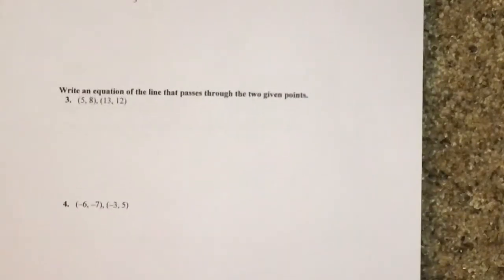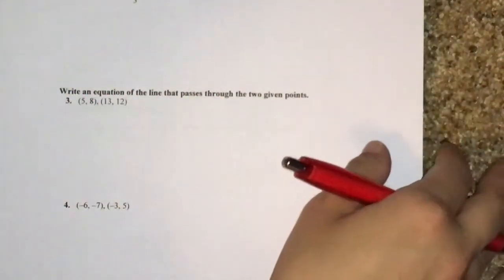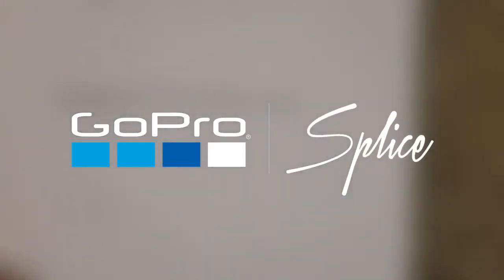Moving on to example 3. Write an equation of the line that passes through the two given points. Actually, we're going to hold off on this example and we are going to go through it in class.